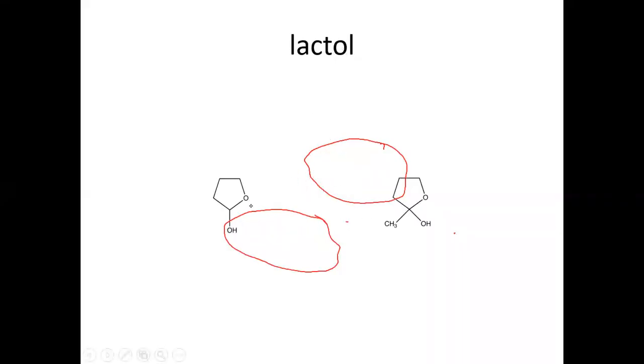Now, lactol. From the name, it shows that it's somehow like an alcohol, right? So this is the functional group. It's also cyclic, so you have an ether group, and then the next or adjacent carbon will have an OH group. That is where the ol comes from, right? So just know that if you have an ether group and the adjacent carbon has OH, then we are talking about a lactol in a ring form. A lactol, very simple.